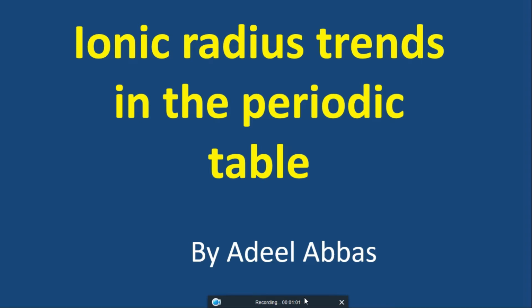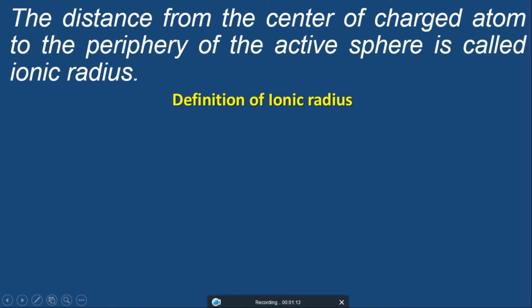Ionic radius trends in the periodic table. In the last lecture we discussed the atomic radii, but in this lecture we are going to discuss the ionic radii of the elements in the periodic table. So let us start with the definition.